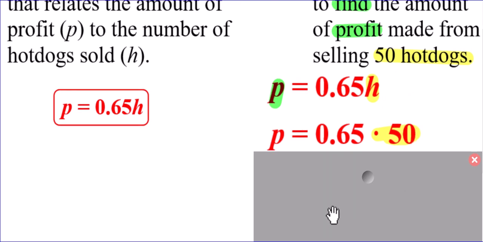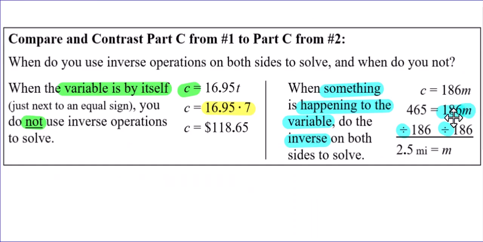Now, do I need inverse operations to solve? My unknown variable is by itself. The only thing it is next to is an equal sign. That's it. So unlike problem number two, where my variable was being multiplied by 186 and I had to divide to get the variable by itself, problem number three is more like number one, where the variable was already by itself. So we don't need to divide on both sides.